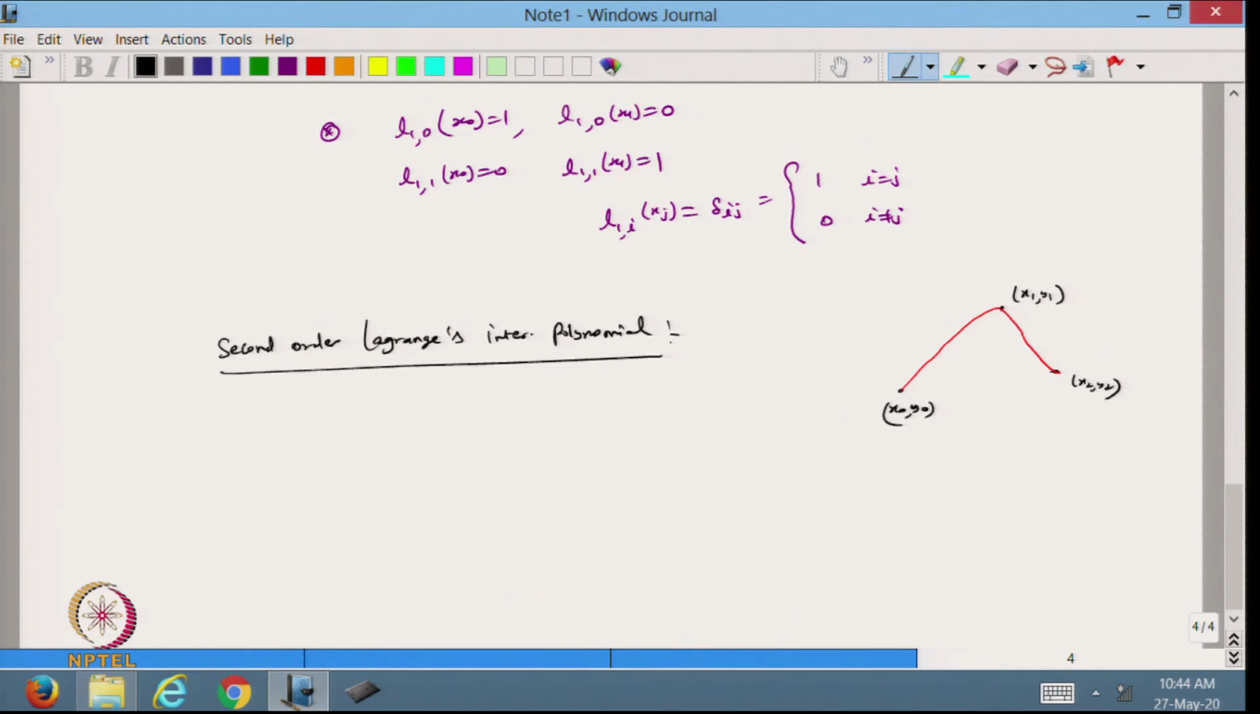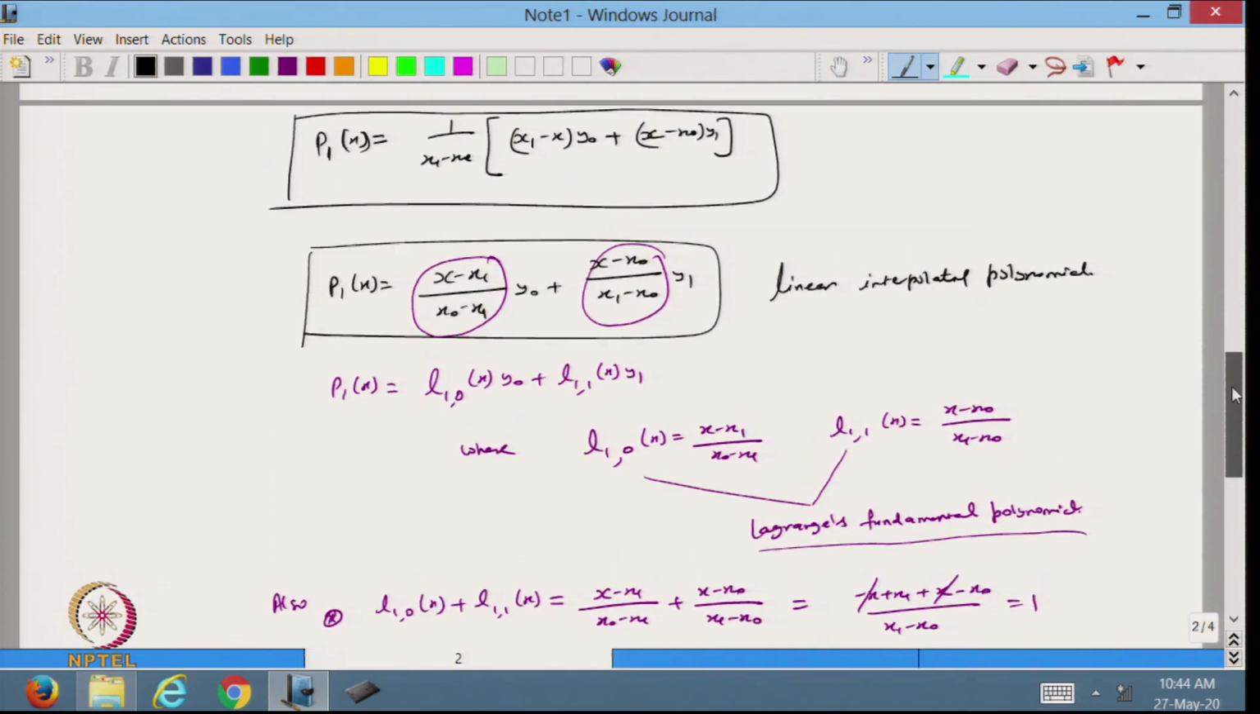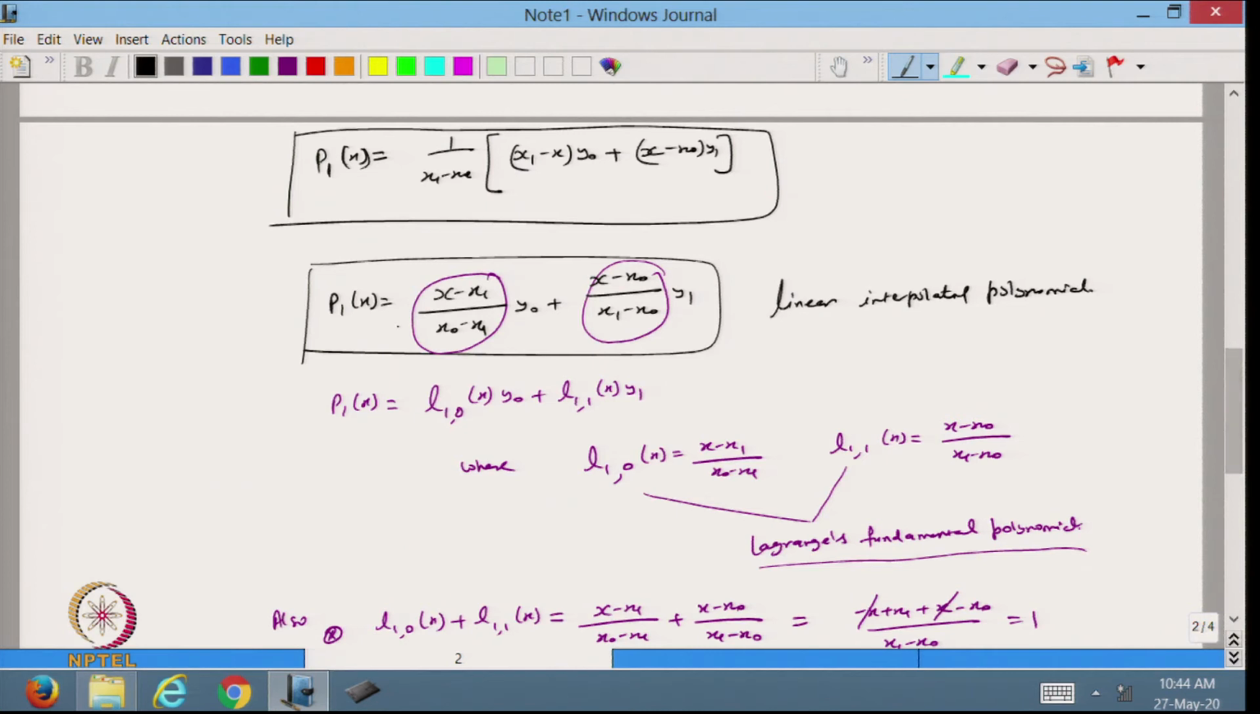So, in this case we have 3 points. So, I will try to write down the quadratic polynomial directly, where I am defining the coefficient of y0. So, I am taking all the other points except x0. Here I am taking all the points except x1.